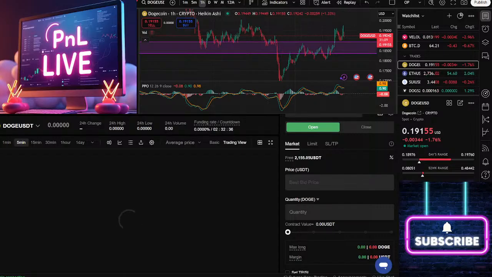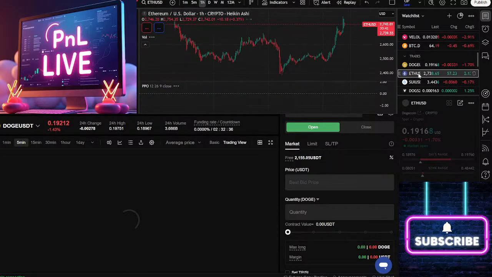All right, let's see. It might just be my internet speed. I might just have to get better internet all around, especially if I'm going to be able to do all of this live and get in and out of trades and stuff. So I like the way Doge is looking. I guess while this is loading, I'm gonna pull up some other things, see what everything else is doing.